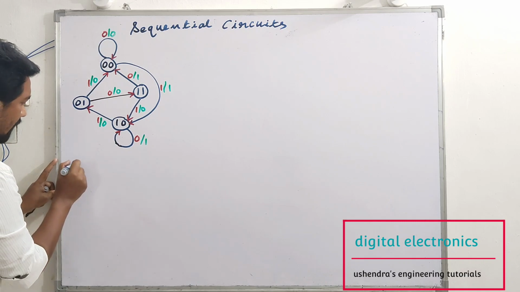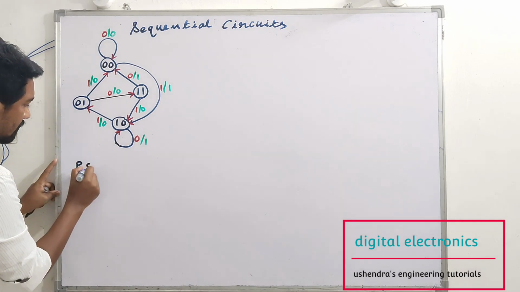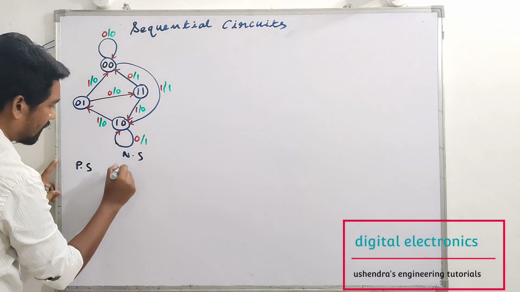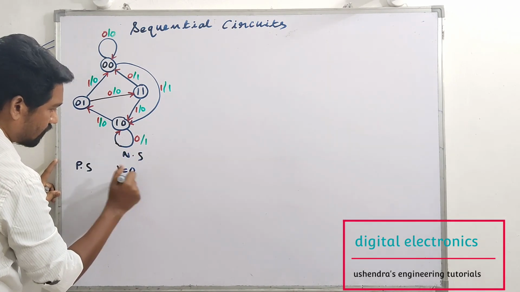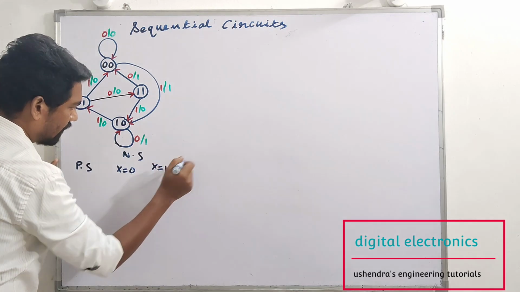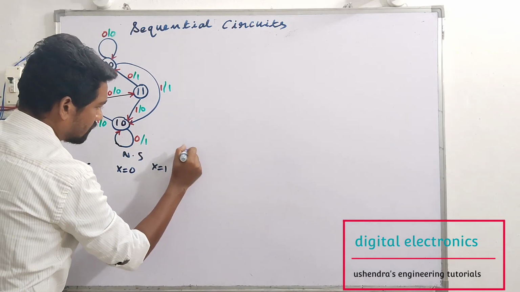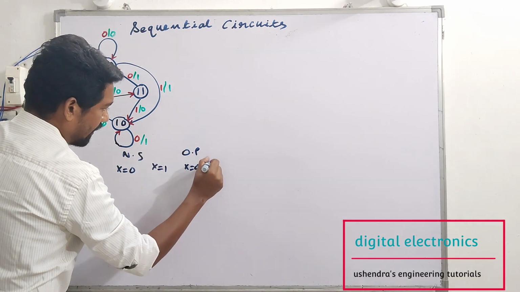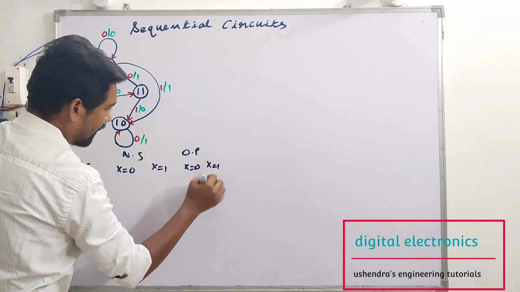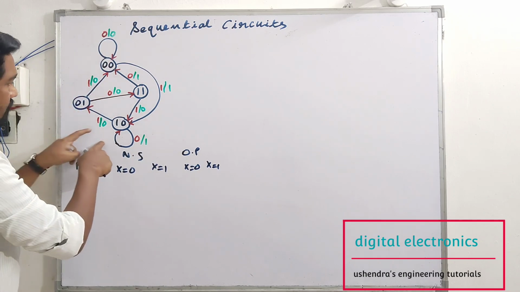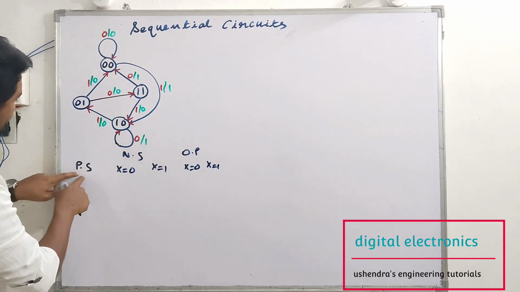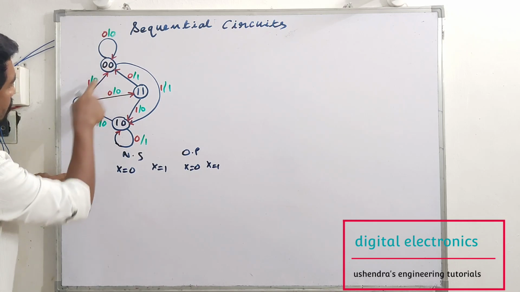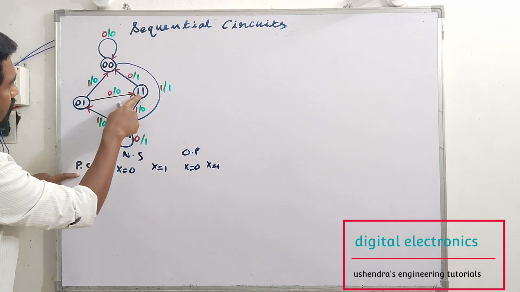A state table having present state and next state with x equal to 0 for the input, and for x equal to 1, and also the output when input x equal to 0 and input x equal to 1 from this given state machine. All right, so present states, and we have 4 states over here: 00, 01, 10, 11.